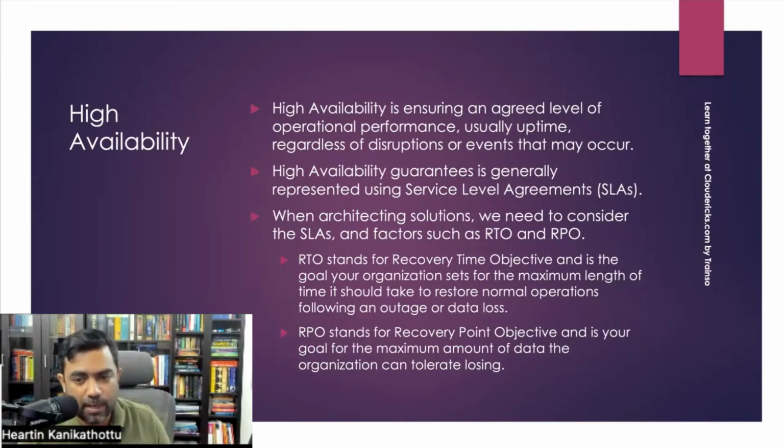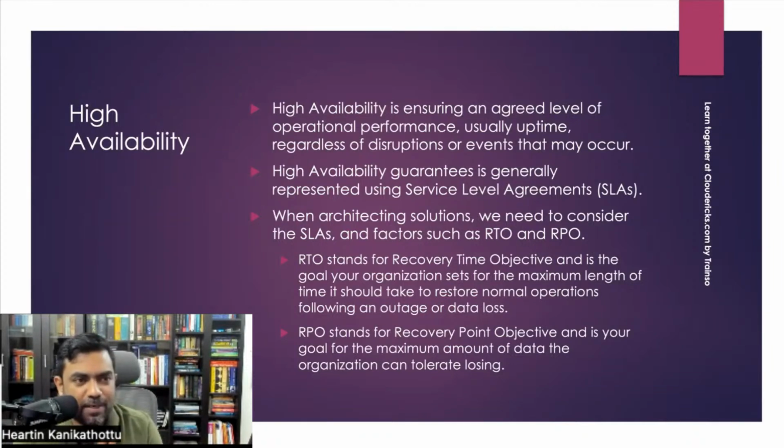So what do you mean by RTO? RTO stands for recovery time objective and RPO stands for recovery point objective. What does it mean? So RTO means what is the maximum length of time it should take to restore normal operations following an outage or data loss. RPO means what is the amount of data you are willing to let go in case something goes bad. And your architecture is dependent on all of these things.